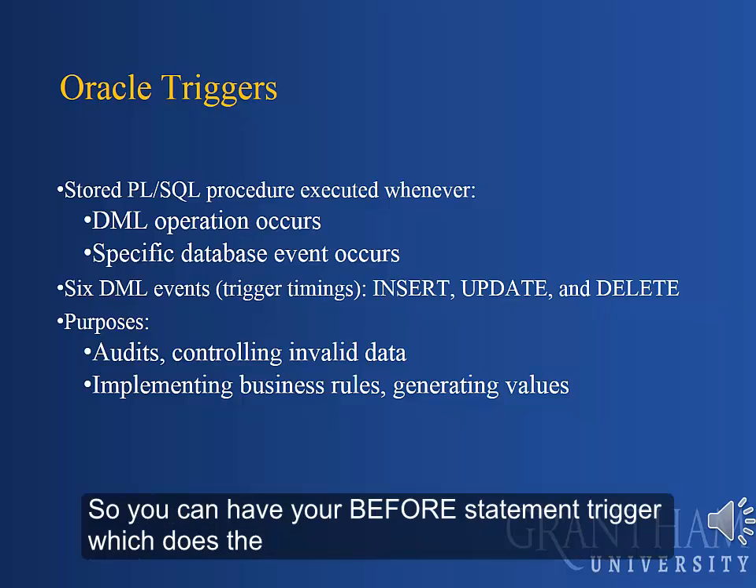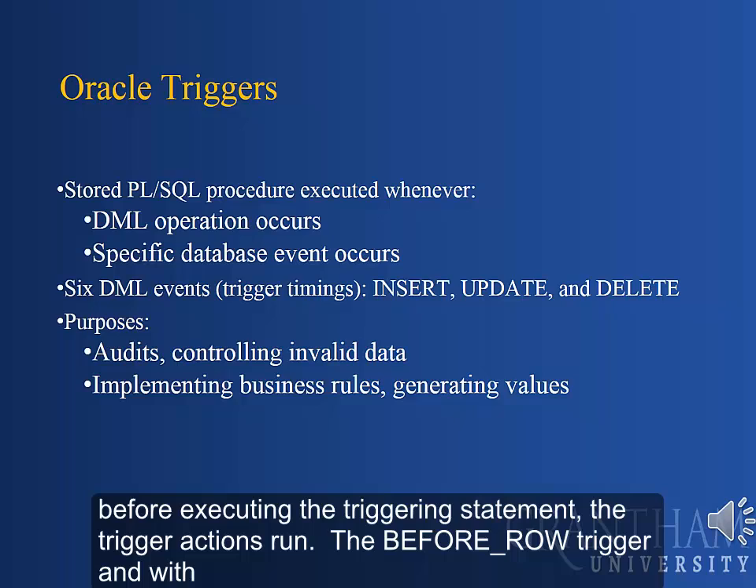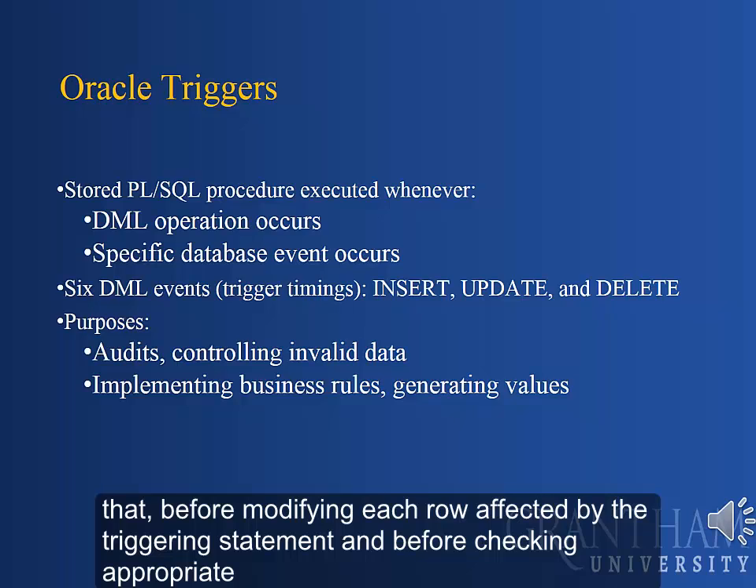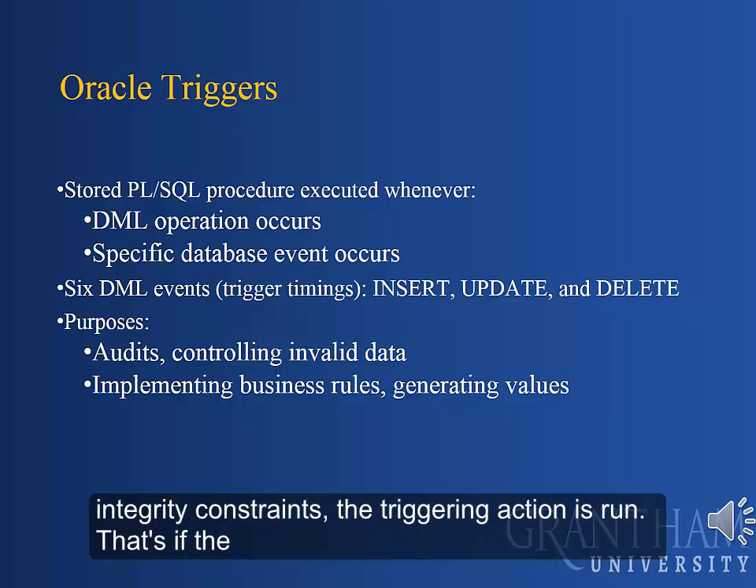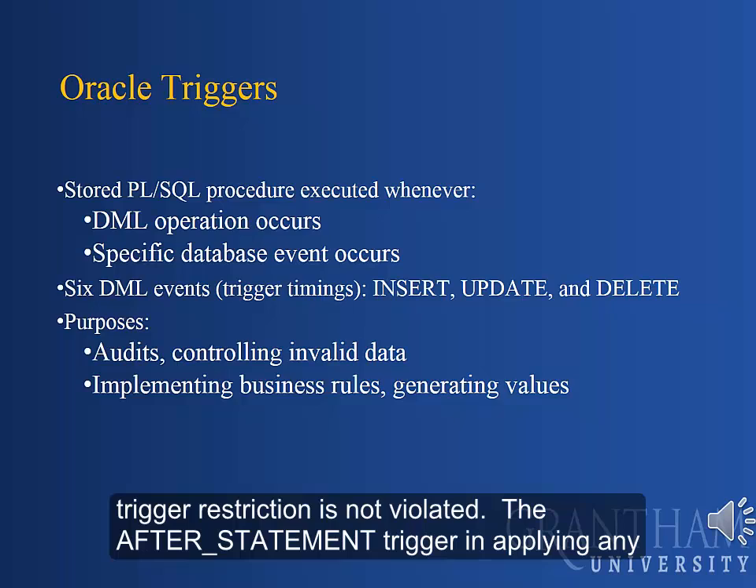So you can have your before statement trigger, which does the before executing the triggering statement, the trigger action is run. Before row trigger, and with that, before modifying each row affected by the triggering statement, and before checking appropriate integrity constraints, the trigger action is run. And that's if the trigger restriction is not violated.